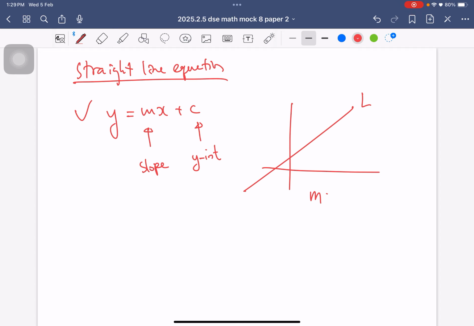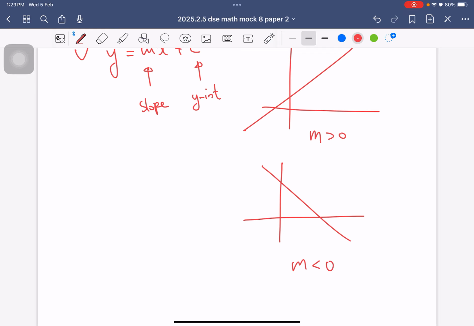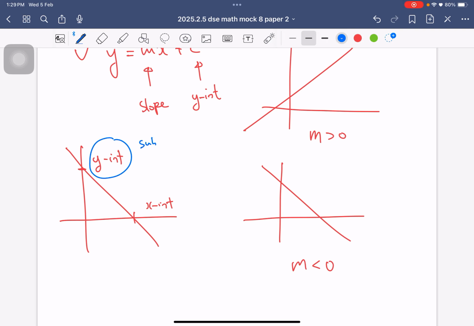For this one, it's m is greater than 0. It's going up, isn't it? And for this one, m is going to be smaller than 0. Okay? So let's say this is the y-intercept, and this is the x-intercept. If you want to find the y-intercept, you need to substitute x equal to 0. If you want to find the x-intercept, you need to substitute y equal to 0.